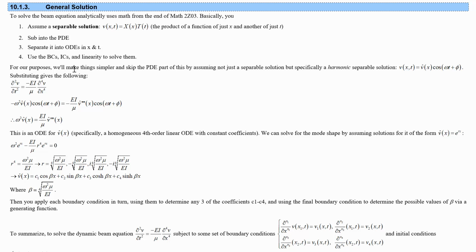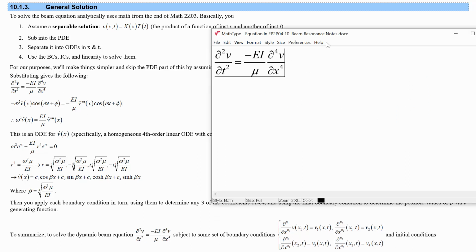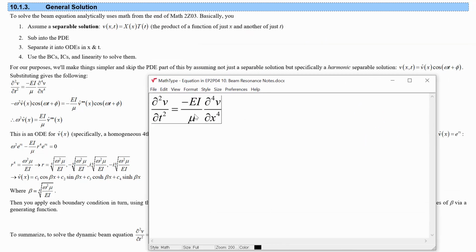In this course, we're going to skip a lot of this and just assume a harmonic solution right at the start. So we're looking specifically for solutions to this beam problem where we don't just have a general function of x and a general function of time, but specifically the function of time is cos(ωt + φ), some arbitrary frequency sinusoid. When you substitute that into the differential equation, let's do this manually actually. We've got this differential equation, and we're going to substitute in this function. So what do we have?